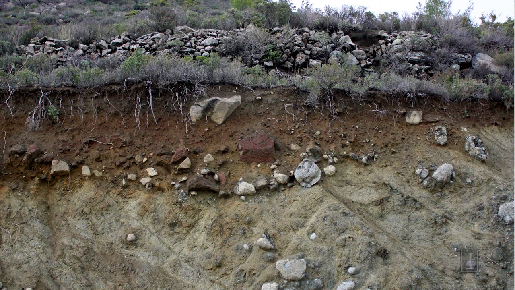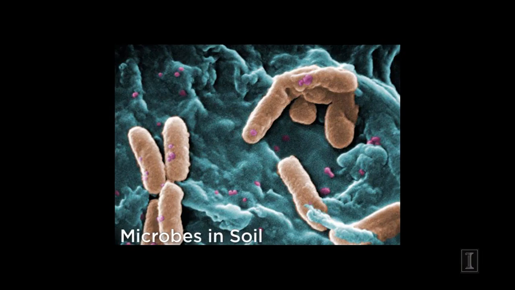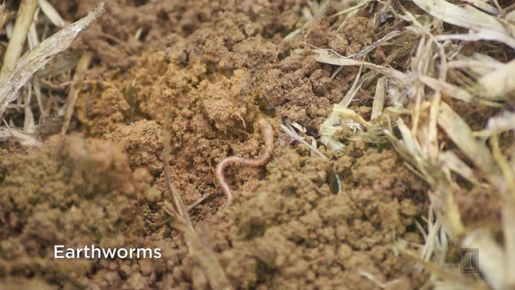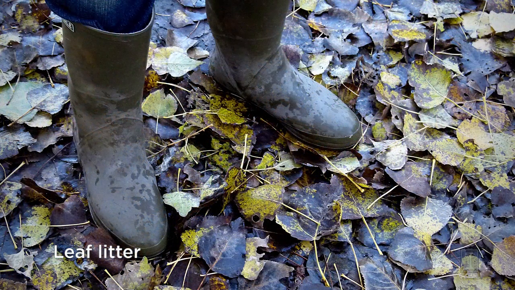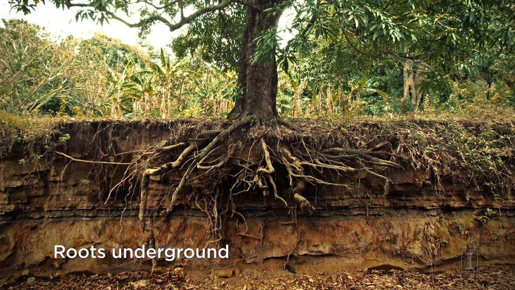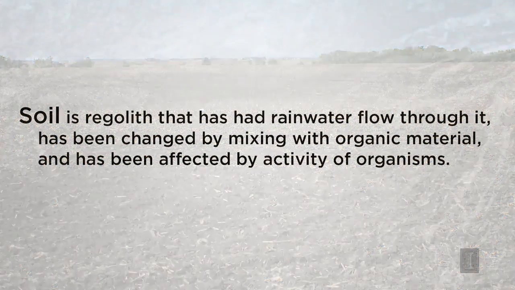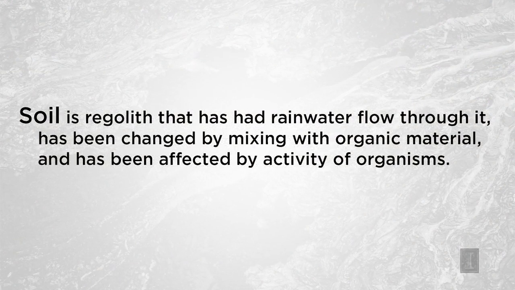But that's not the only reaction that takes place in soil. In addition, we also have the activity of microorganisms and fungi. We have burrowing organisms like worms and rodents that stir the material around. And also, we have the deposition of organic material like dead leaves and grasses at the surface, and the emplacement of organic material underground in the forms of roots. And this organic material, when the organisms die, becomes part of the soil. So in sum, soil is regolith, or broken up material, at the Earth's surface that has had rainwater flow through it so that it has changed and has mixed with organic material.